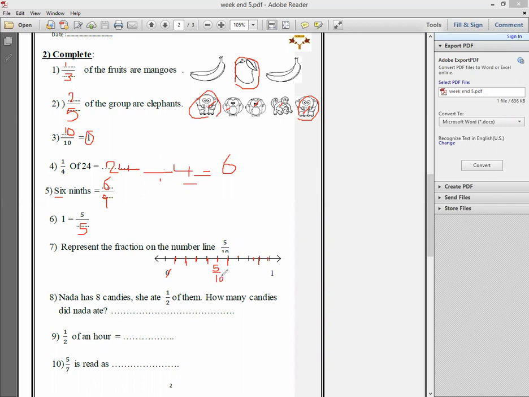It's represented here. The next question, Nada has 8 candies. She ate 1 over 2 of them. How many candies did Nada eat? I'm gonna make this 8 divided by 2. When I search in table 2, the answer it will be 4 candies. So here 1 over 2 of an hour equal how many? Equal 30 minutes.